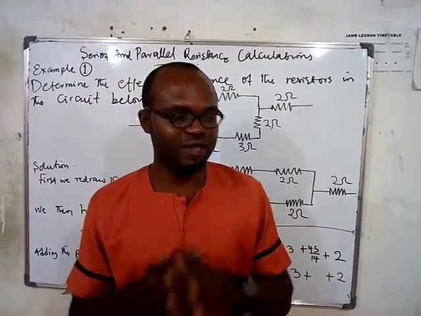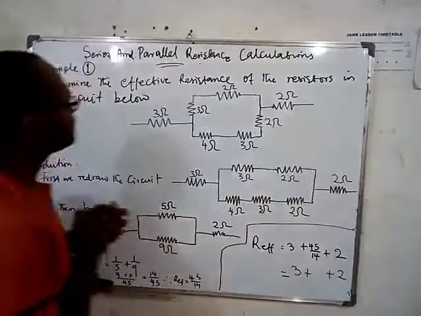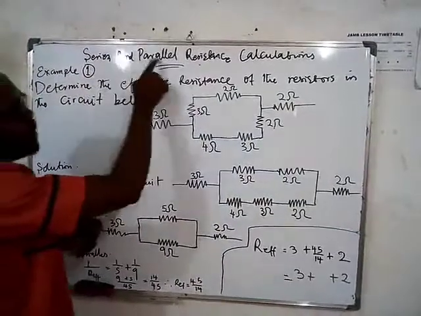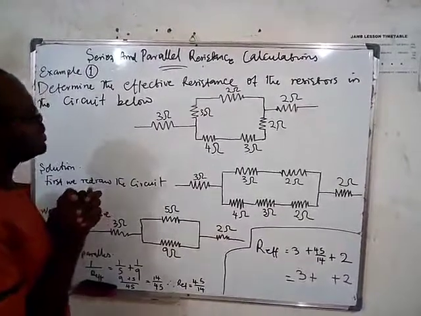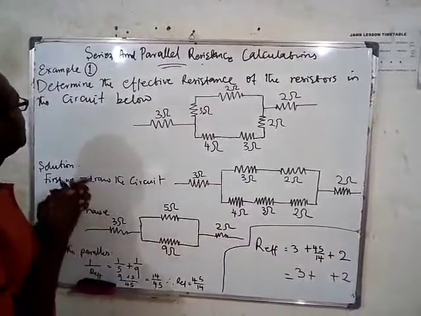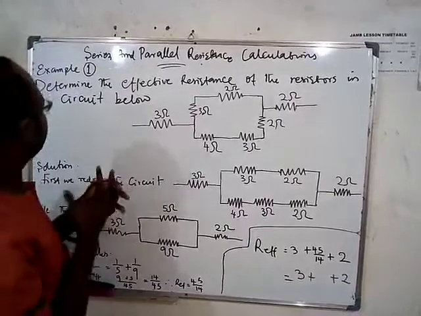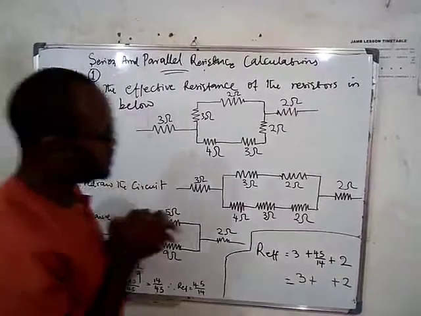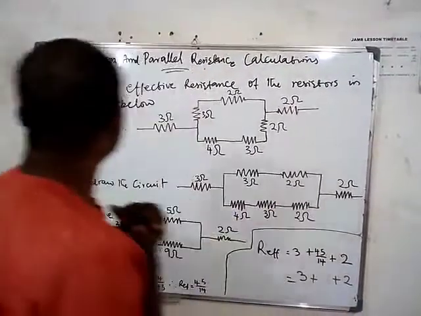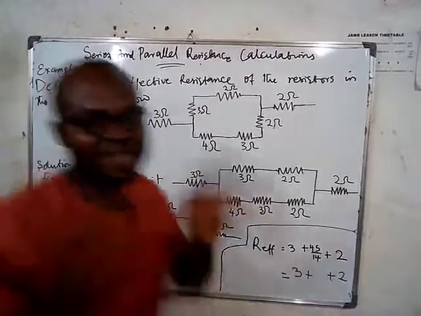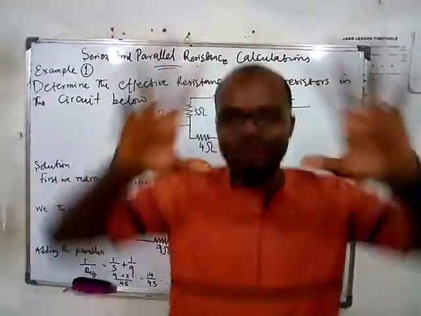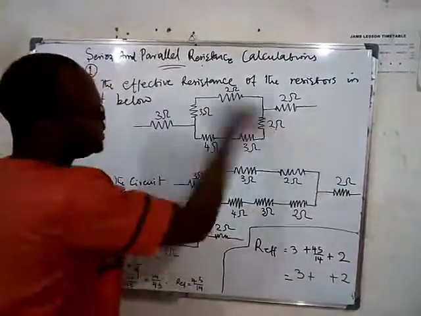So if you have resistors that are connected either in series or in parallel, it is always a question from bodies like JAMB and WAEC that require that you get the effective resistance. Effective resistance simply means the total resistance in a circuit like this.